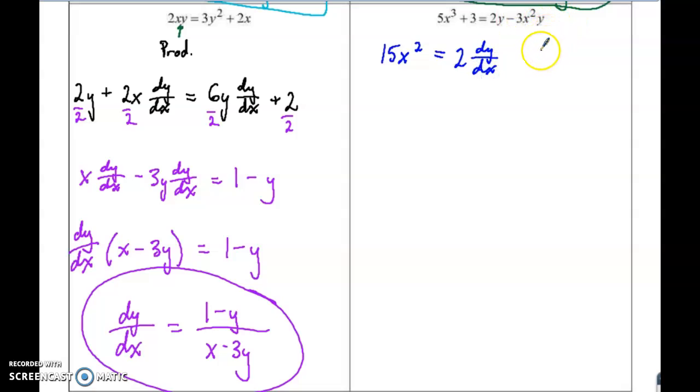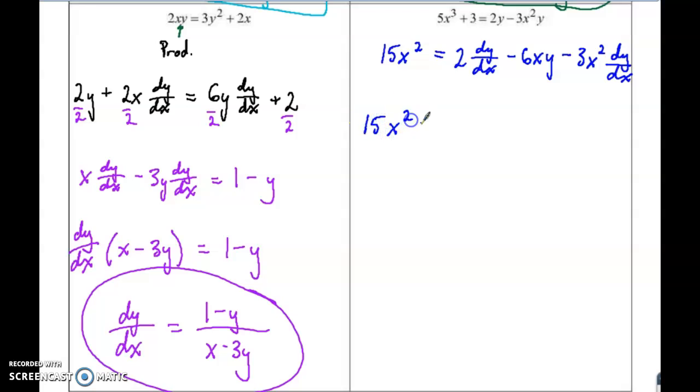We have another product rule. So the derivative of negative 3x squared would be negative 6x. Leave y alone. Now, I know the product rule is plus, but you have to distribute that negative to each one. So minus 3x squared, and the derivative of y is dy/dx. Now, as I'm looking at this, there's no common factor between anything. So all I could do is add 6xy to the left side.